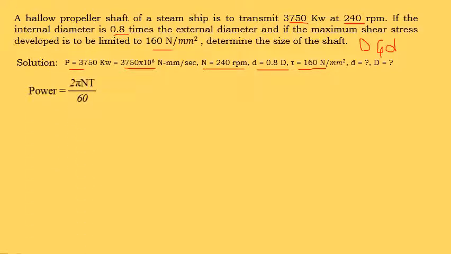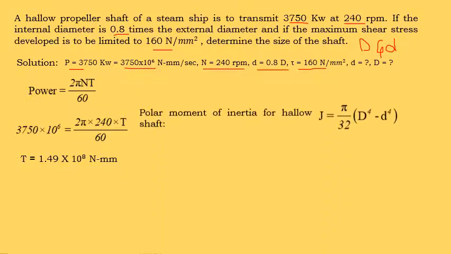So for that, first I am going to use the equation for power. P is equal to 2 pi NT by 60. In this equation we need to find the torque, because power is given, speed is given, only T is unknown. So if we solve the equation by substituting all the values, we will get the torque value. So torque T is equal to 1.49 into 10 to the power of 8 Newton millimeter.